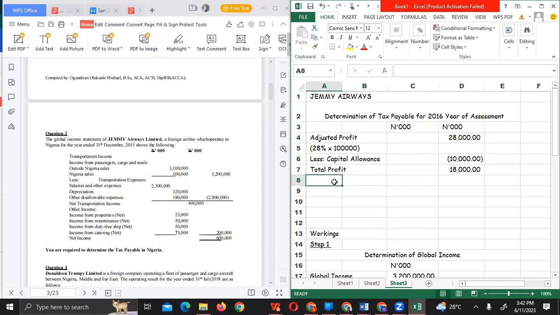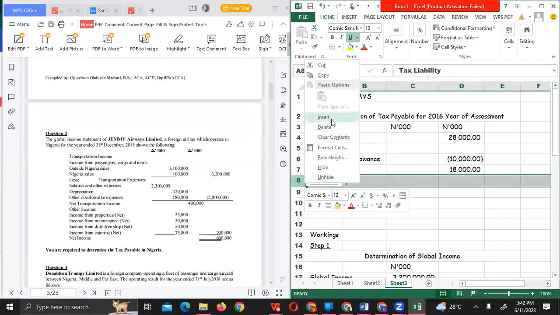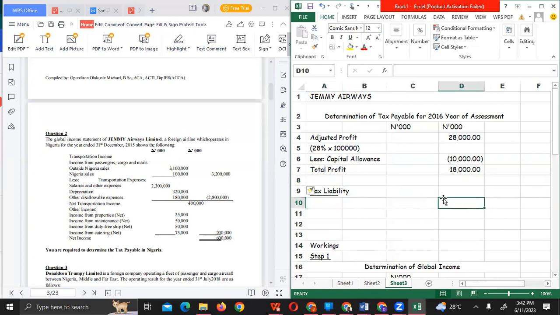The question goes further to tell us to determine the tax liability. So we say tax liability. And for tax liability, we have types of companies. Companies whose revenue is over 100 million is a large company, right? So this company is also a large company. So we say CIT at 30%. Are you with me, please? Then TET is zero because it is not a resident company. Are you with me? Any question?